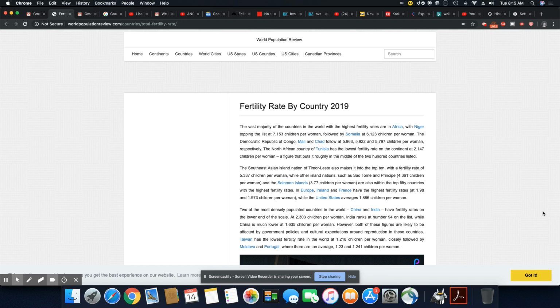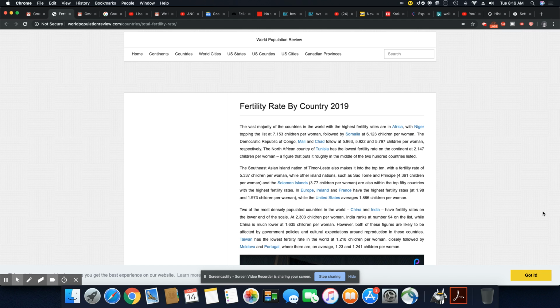And not only did they mess up their population, because you have this disproportionately large elderly population in China now and a much smaller, younger population, they also got this huge number of males and a very tiny number of females in the country now. So they're really messed up. They're not coming back. However, both of these figures are likely to be affected by government policies and cultural expectations around reproduction in these countries.